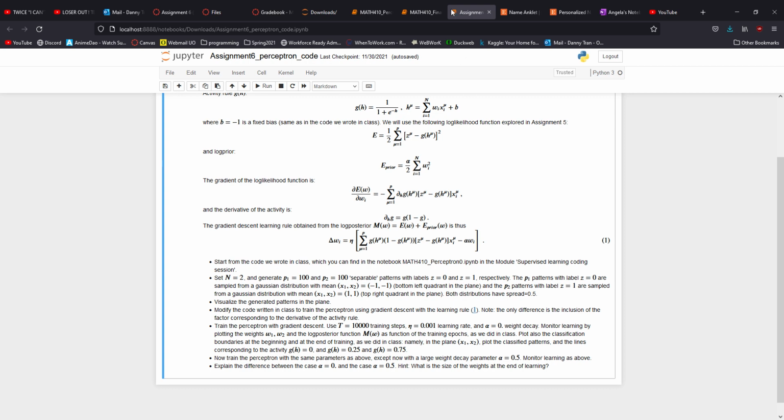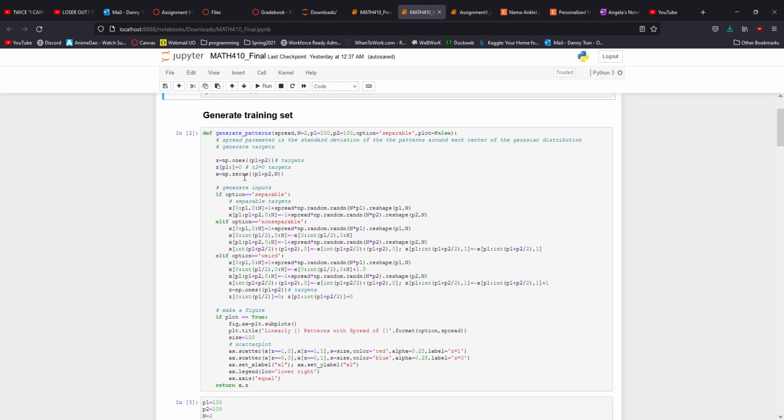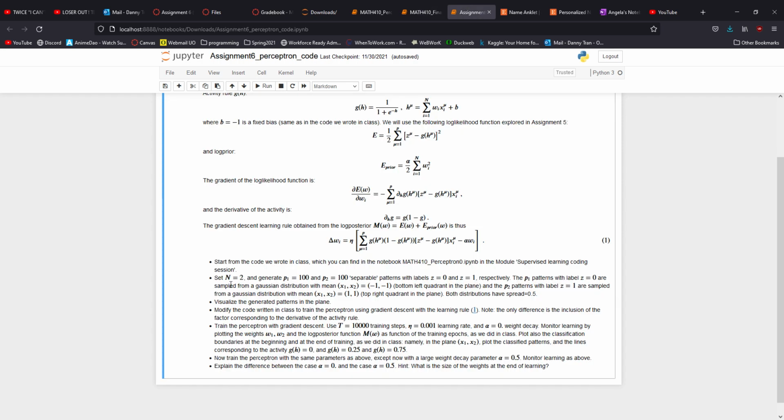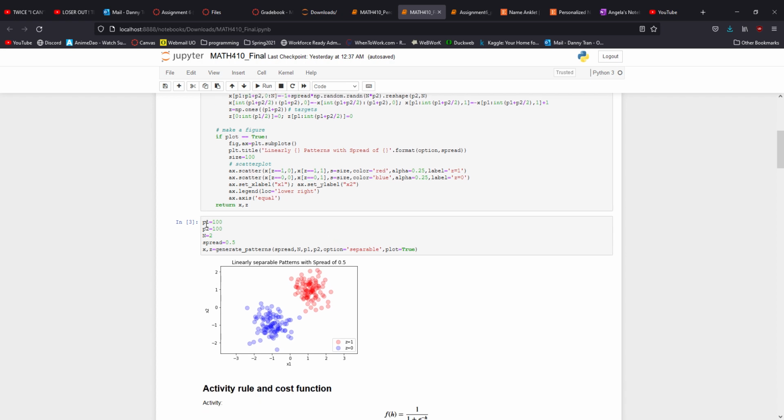So this differs slightly from the perceptron notebook that we are following. This is my updated notebook, and so here we are initializing our modules, generating our patterns. So following the assignment, we wanted n equals 2, p1 equals 100, p2 equals 100, labels z equals 0, z equals 1 respectively, and the spread is 0.5. So if we go down here, we follow everything.